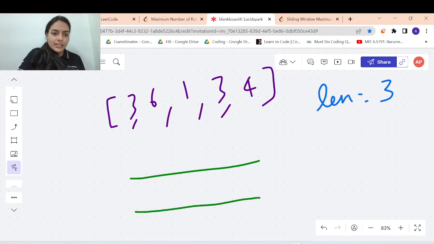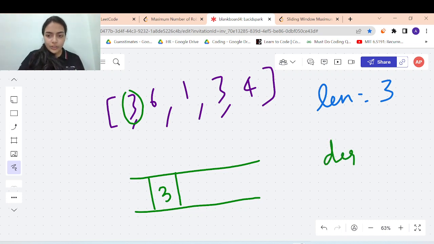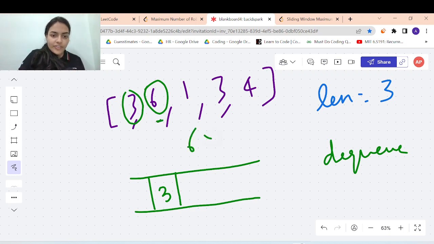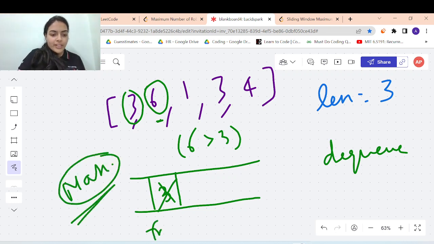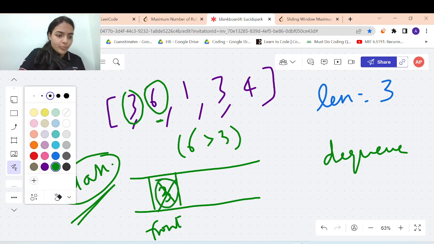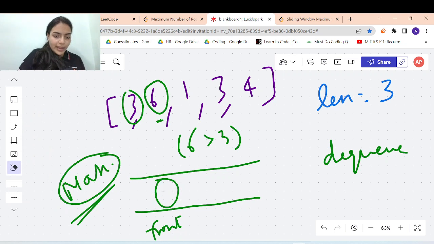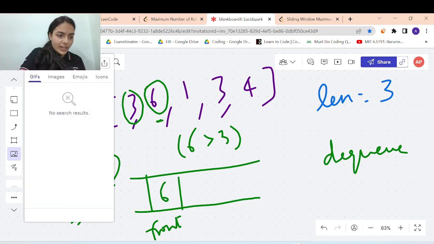So let us see this. First we see the element 3, so I put the element 3 in my DQ. Next I see the element 6. Now think this: 6 is obviously greater than 3, right? So I can remove 3 and put 6 in my DQ, because what I am trying to find is the maximum element, and the maximum element will always be stored at the front. So I will pop 3 from the front of the DQ and store the element 6. Okay, now let's continue.